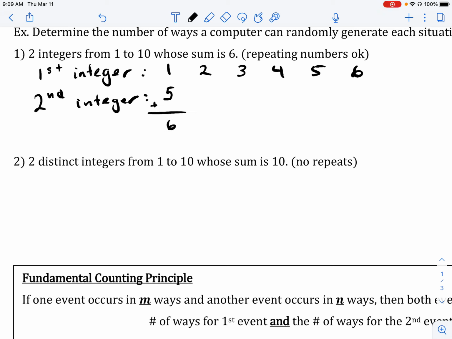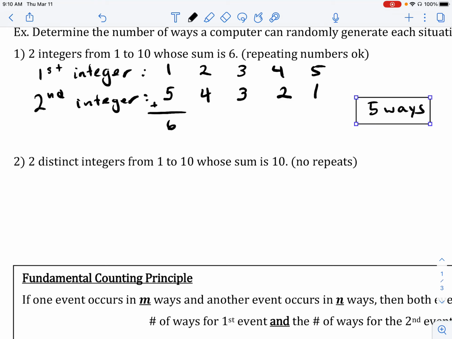What about the second possibility? When the first integer is 2, then the second integer has to be 4. And you can see where this is going. Then this would be 3, this would be 2, and I went ahead and did 1 extra, because we have to have integers from 1 through 10, so I can't include 6. Sorry about that. And here we would have 1. So these are all the different possibilities: 1 and 5, 2 and 4, 3 and 3, 4 and 2, and 5 and 1. We have a total of 5 different ways that this could happen.